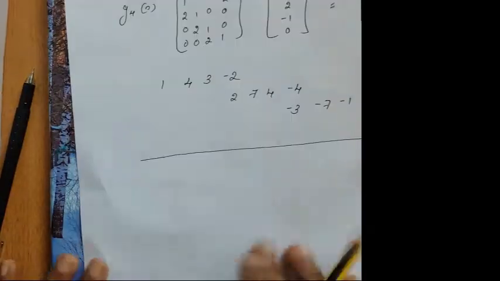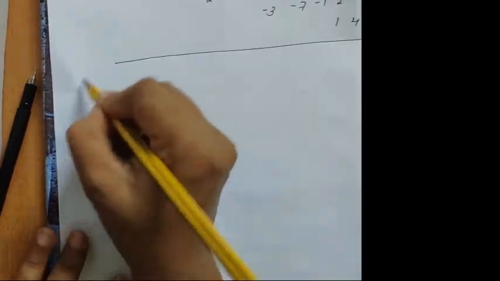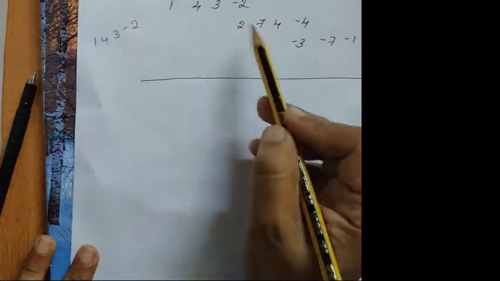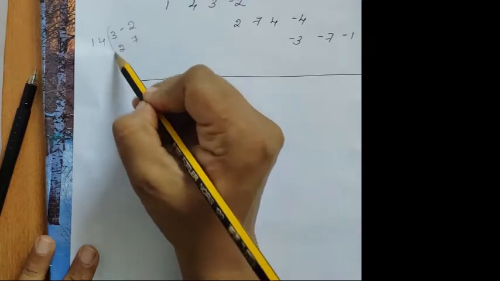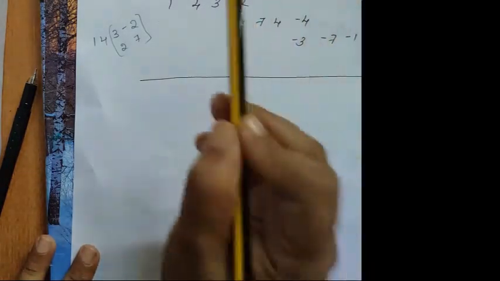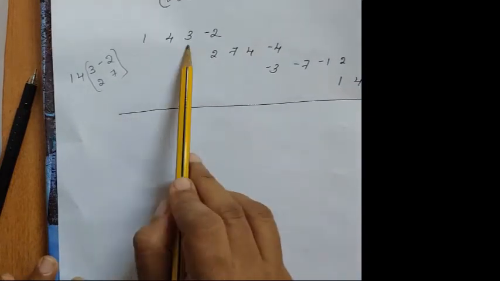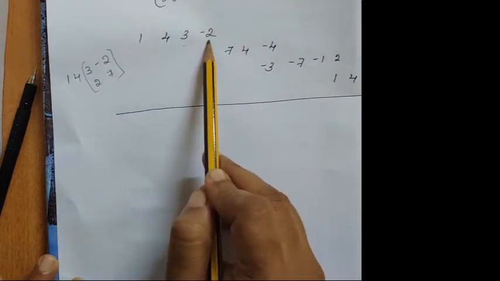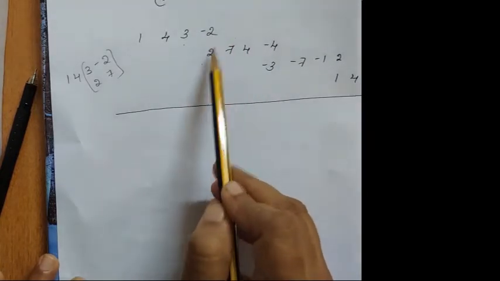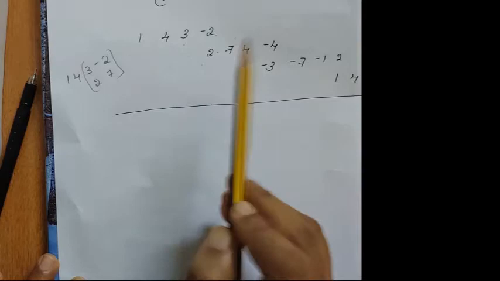If you are giving 2 zeros, your answer is 1, 4, 3, minus 2. If 2 zeros are there, the next term will be 2, 7. See how many zeros you are giving; your next data should be written under those zeros. If you are adding 1 zero, your data should be under that. If you are adding 2 zeros, 2 data should come under the 2 zeros. Hope you understand.